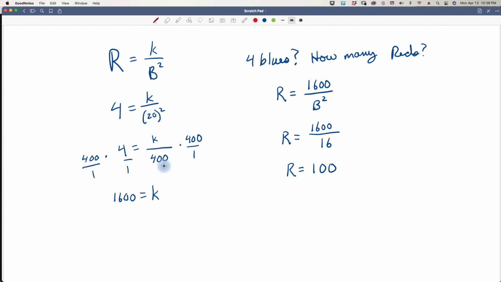So we did that. 20 times 20 is 400. So then we solved by multiplying both sides by 400, and we found out that we had 1600 as our constant K. So we rewrote our formula with our constant in place. R equals 1600 over B squared. So then it said, when there were 4 blues, how many reds? So then we dropped in 4 for B, because that's the blues. And 4 times 4 is 16. 1600 divided by 16 is 100. So that's how many reds we had when there were 4 blues.